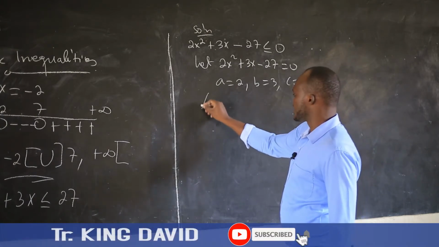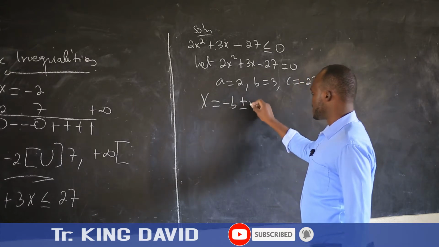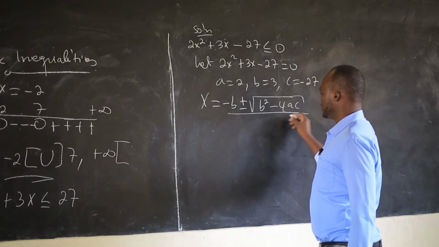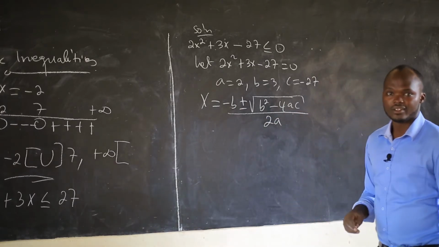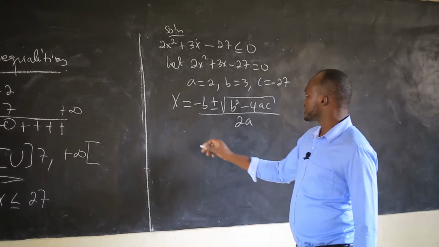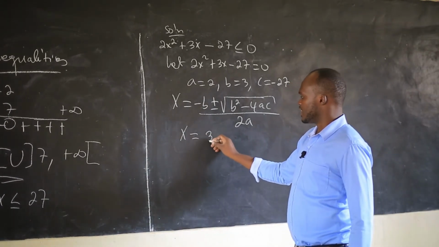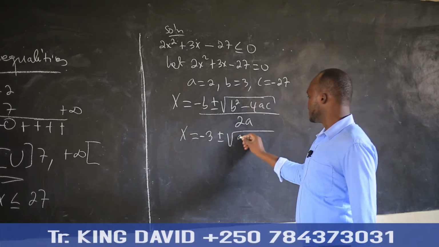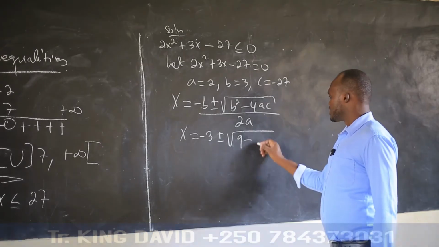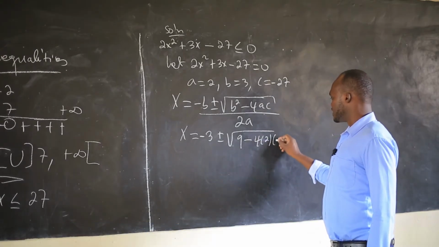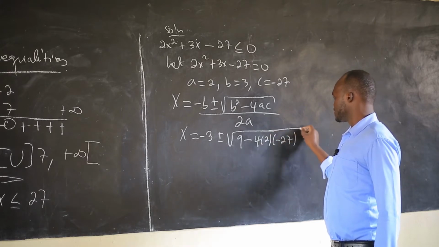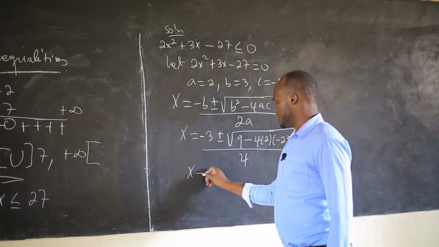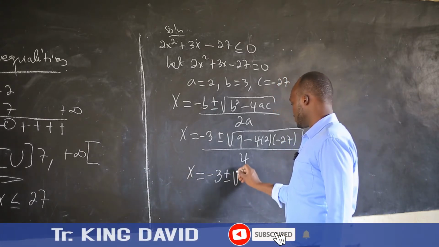And the quadratic formula says x equals negative b plus or minus the square root of b squared minus 4ac, then divide by 2a. That is our quadratic formula. So now x equals negative 3, because it is positive there, plus or minus the square root of b squared, that is 9, minus 4ac. So minus 4, our a is 2, our c is negative 27. Divide by 2 times 2, which is 4. So our x will be negative 3 plus or minus the square root of.